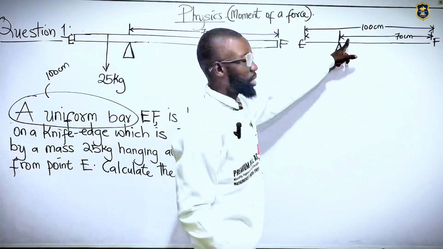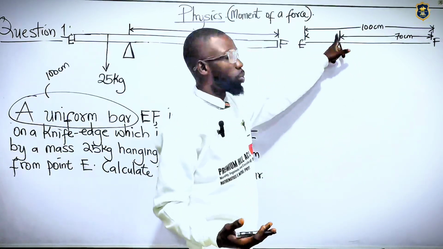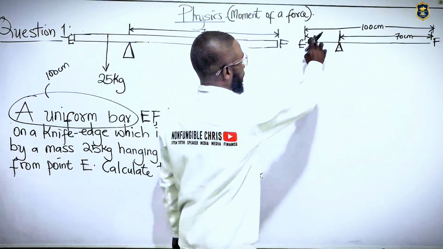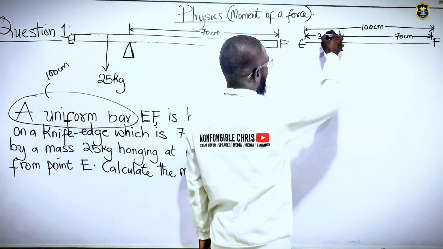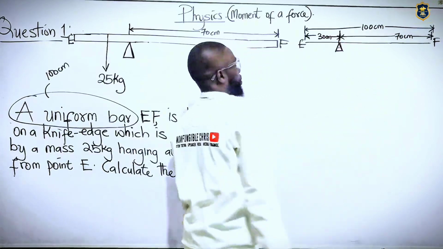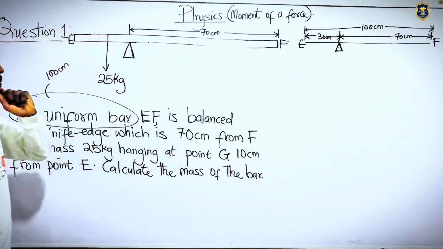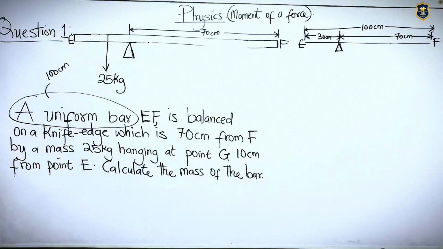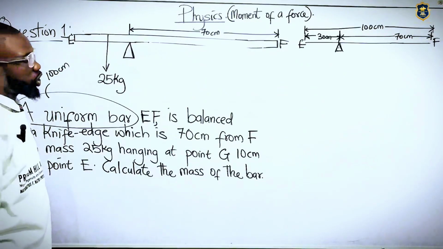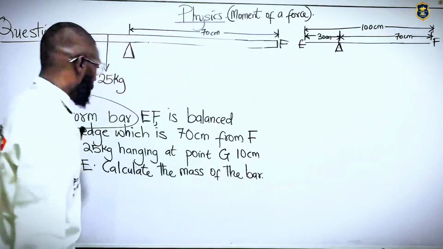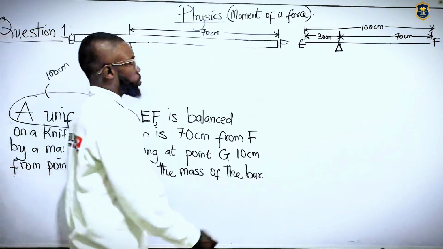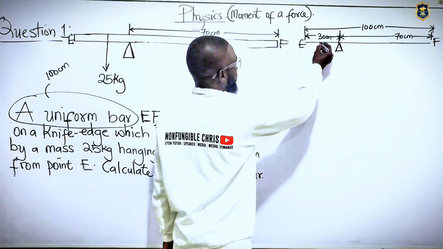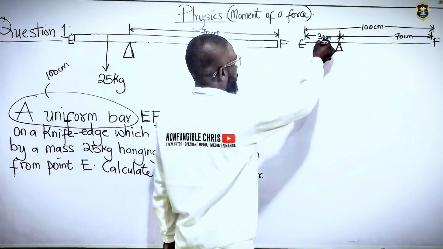And if here is 70 cm, it therefore means that from here to here should be what? Should be 30 cm, because 30 plus 70 gives us 100. So the whole of this part is 30 cm. The mass hangs at a point G, 10 cm from point E. So this is point E, we have 10 cm from point E, and this is our point G.